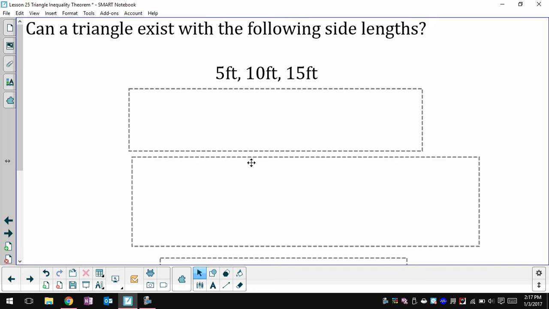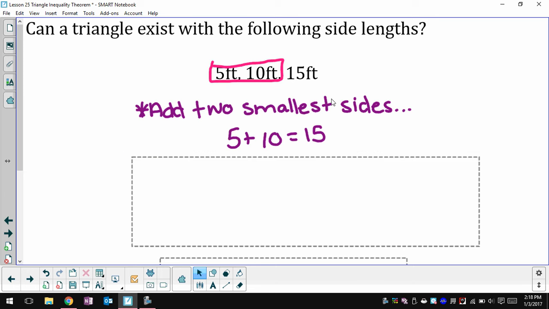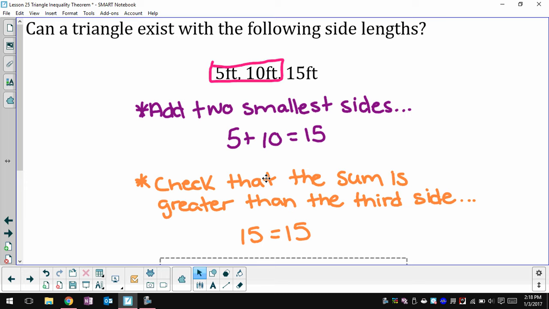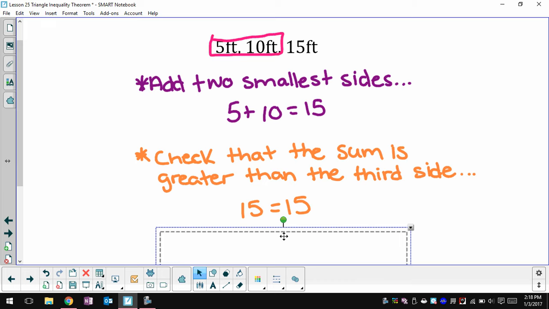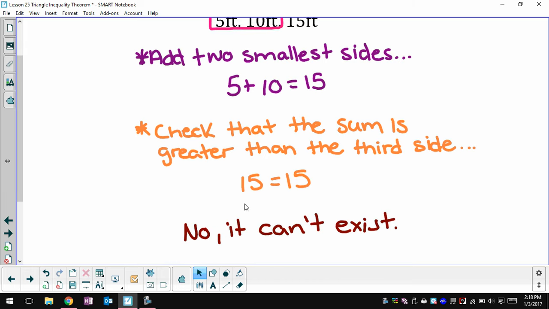I'm going to do another one. Again, I'm going to look at the two smaller sides, 5 and 10, and I just so happen to list them in order here. Just make sure you're paying attention to that. So I'm going to add 5 and 10. That gives me 15. In this case, 5 and 10 added together are equal to the third side, so that doesn't satisfy being greater than, so I would not be able to build a triangle with sides 5, 10, and 15.